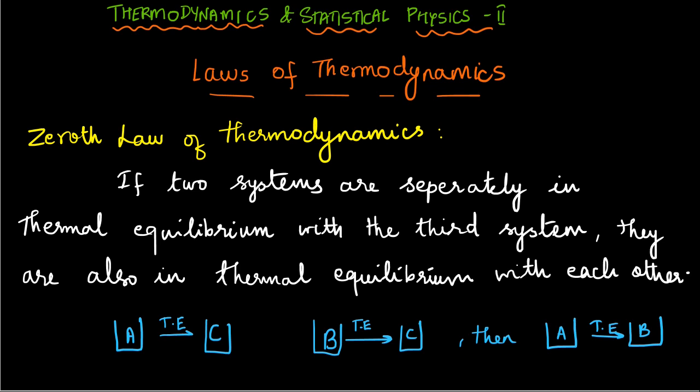Okay, so if two systems are separated, let me say that A is a system and it is in thermal equilibrium with system C, and B is another system and it is also in thermal equilibrium with system C. Therefore, the zeroth law of thermodynamics says that A and B will be in thermal equilibrium with each other. Okay, this is just a very simple law.